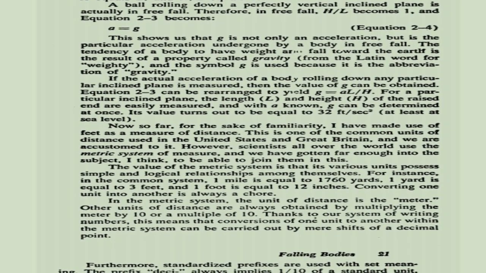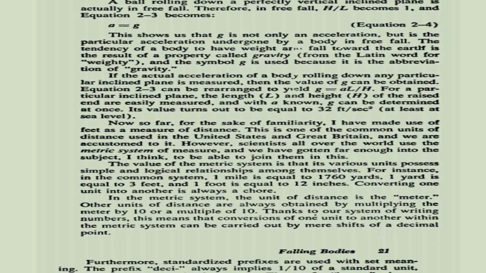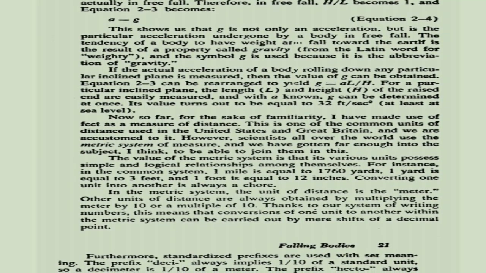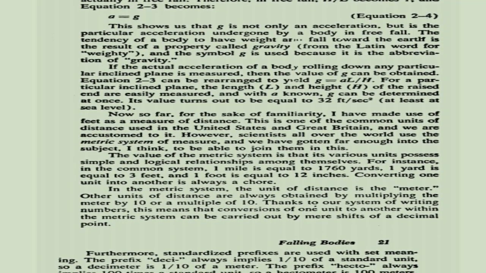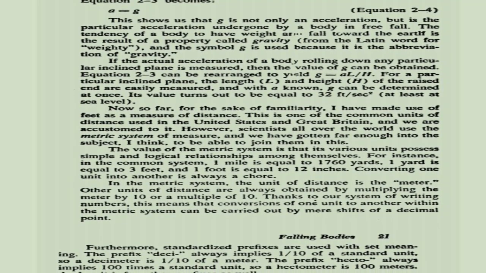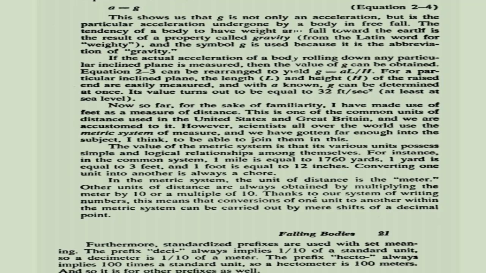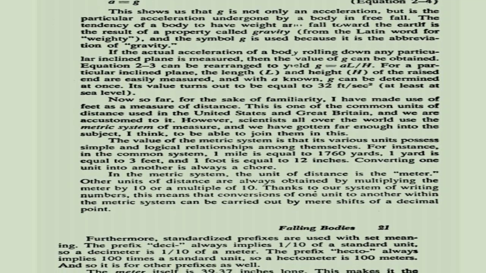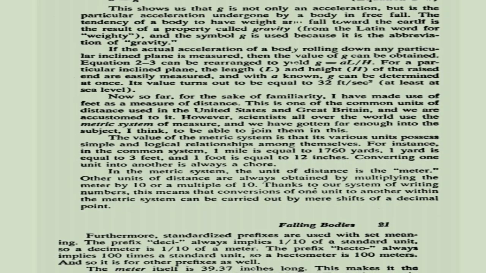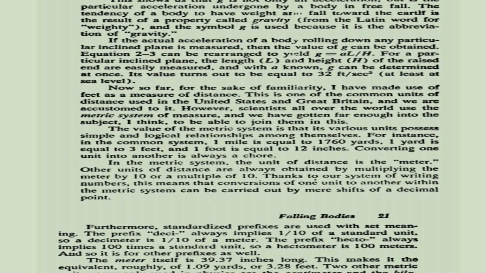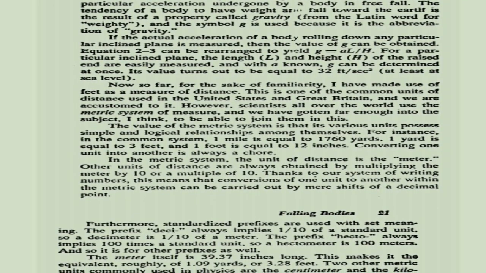Furthermore, standardized prefixes are used with set meaning. The prefix deci always implies 1/10 of a standard unit, so a decimeter is 1/10 of a meter. The prefix hecto implies 100 times a standard unit, so a hectometer is 100 meters, and so it is for other prefixes as well.